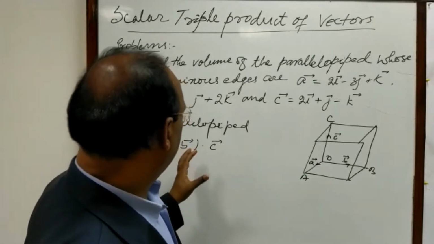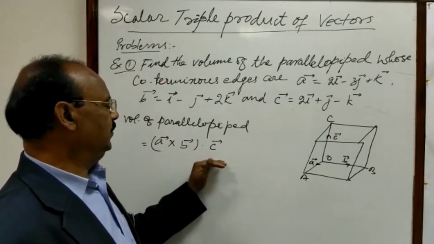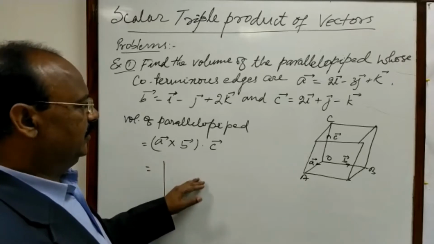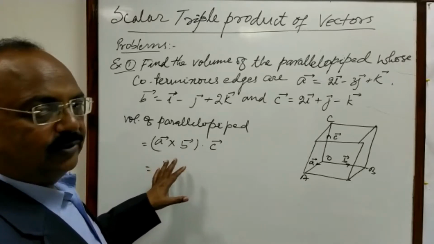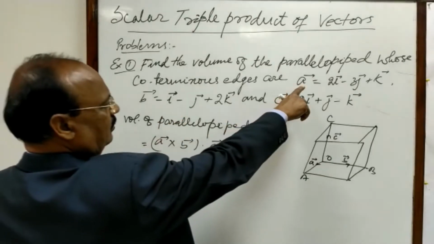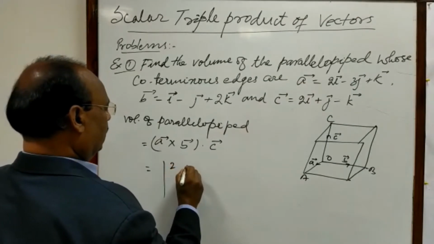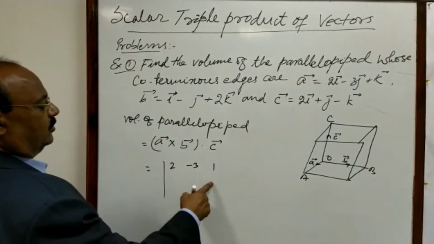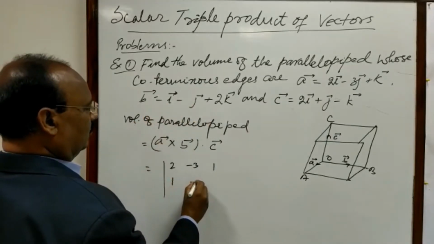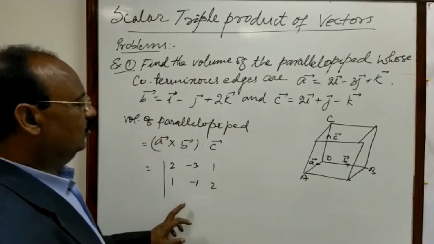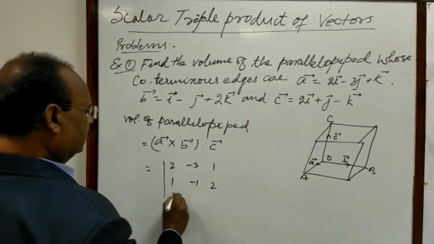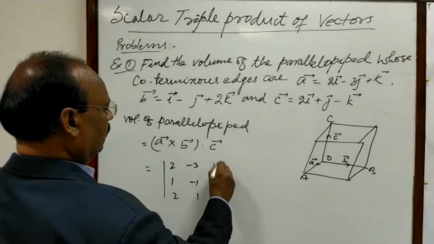But at a time we can find out this entire expression A cross B dot C with the help of this determinant. Here we have to write coefficients of ijk. So in the first row, coefficients of ijk of A will be 2, minus 3, 1. Second row will be coefficients of ijk from vector B, so this is 1, minus 1, 2. And in the third row we will write coefficients of ijk from vector C, so 2, 1 and minus 1.